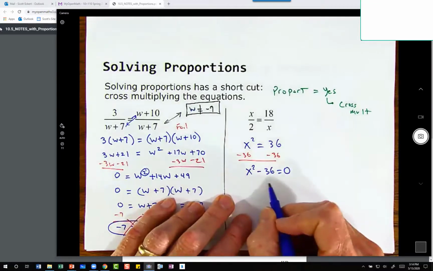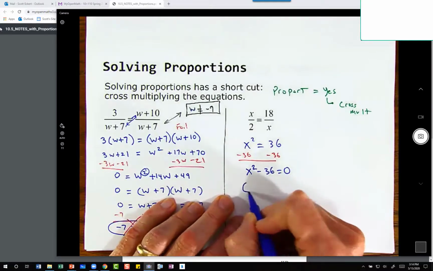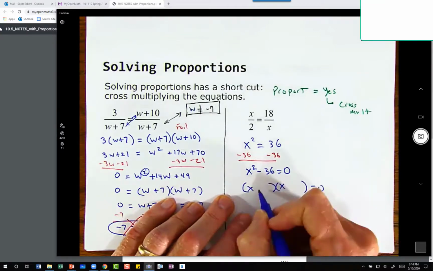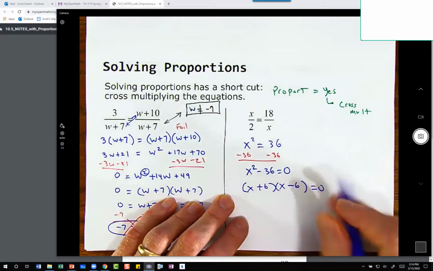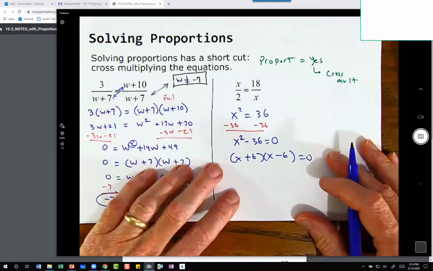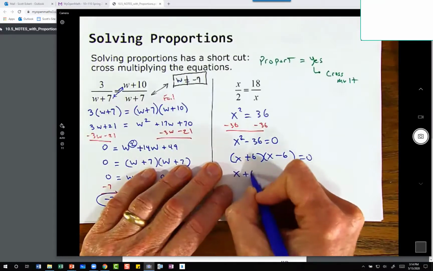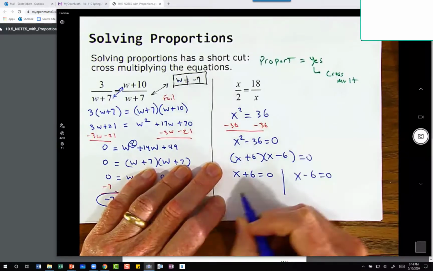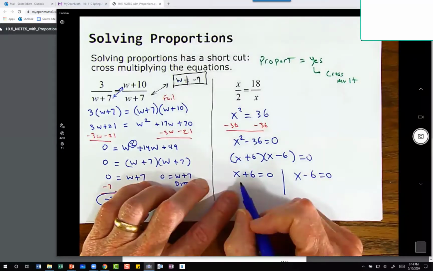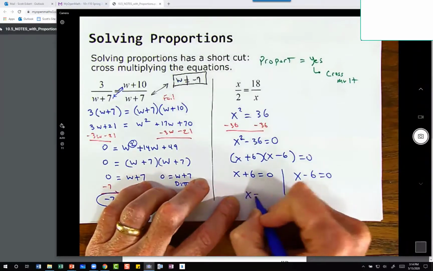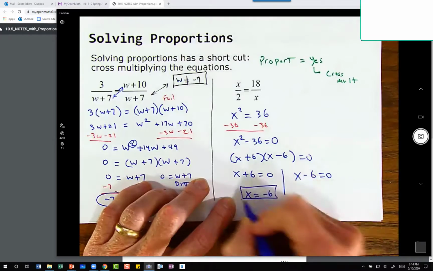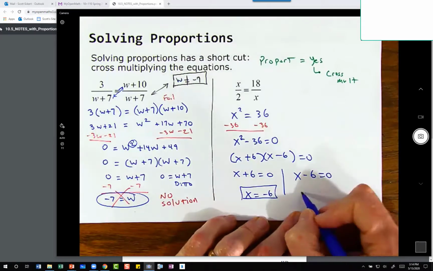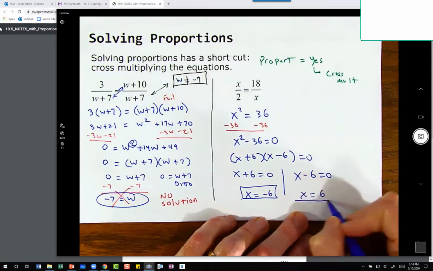And then we try and factor. Hey, this is factorable. We have a difference of squares, so we get plus 6 and minus 6. And I'm going to get 2 equations that I can solve. And when I minus 6 on both sides here, I get x equals negative 6. On the other one, I have to plus 6 on both sides, so I get, for this one, x is 6.